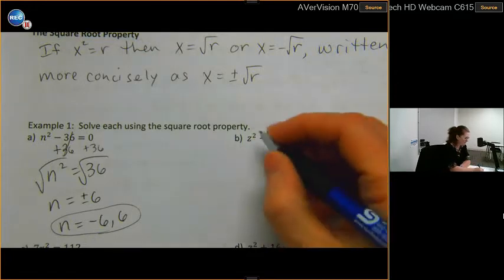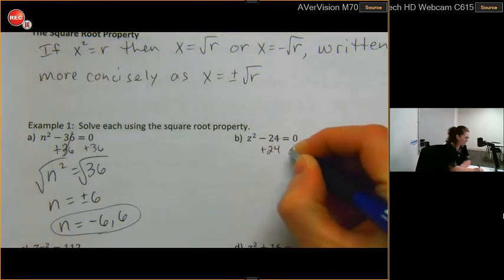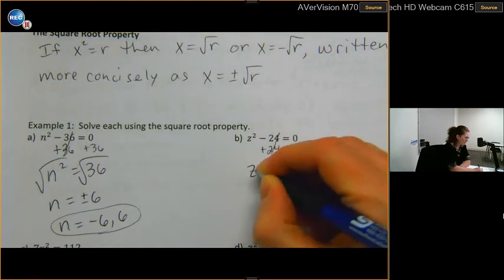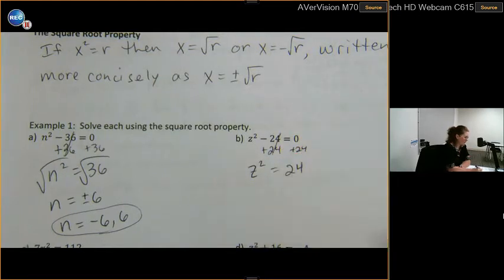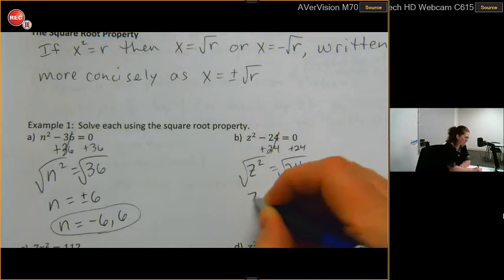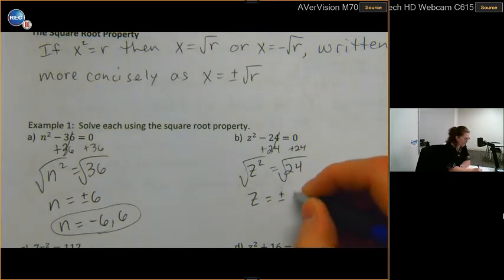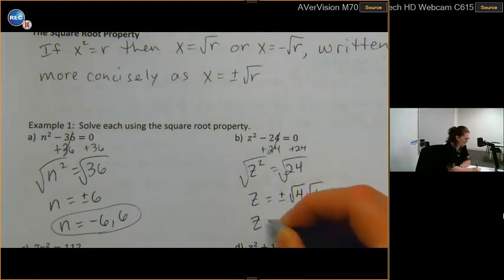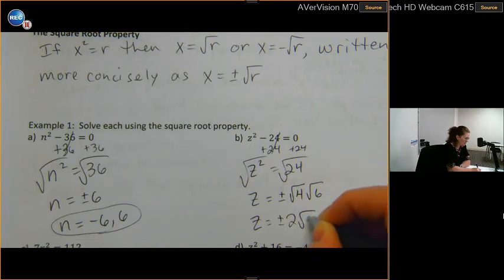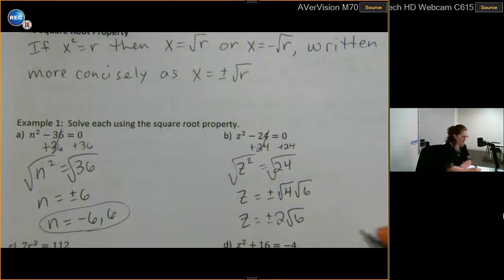Part B, when I move the 24, and then I square root, the square root of 24 is not a perfect square. Plus or minus sign just kind of automatically needs to go on there. And then 24 is 4 times 6. So I have plus or minus 2 square root of 6. Or if you put it as two separate answers, it would be 2 square root of 6 and negative 2 square root of 6.